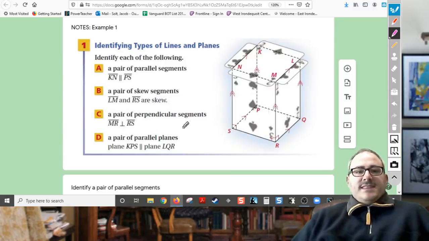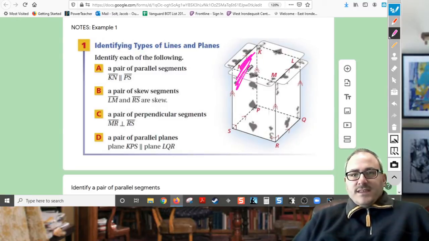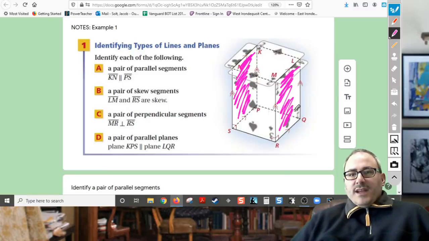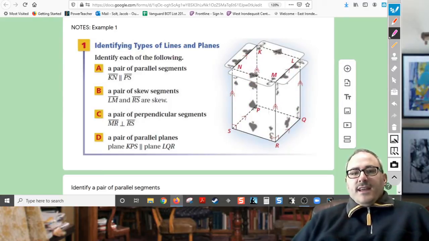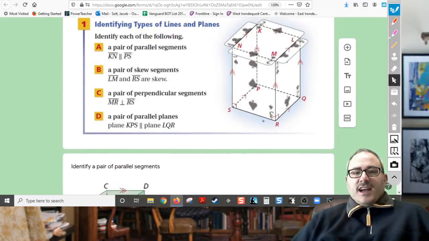And last but not least, a pair of parallel planes. So plane KPS will be parallel to plane LQR. So KPS, let me find KPS. Here's K, there's P, there's S. So all of this is one plane they're talking about. And then plane LQR, okay. And then all of this is the other plane they're talking about. So you see how these two plane cards are parallel planes? Good. All right.